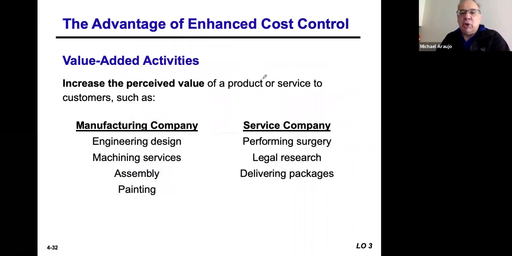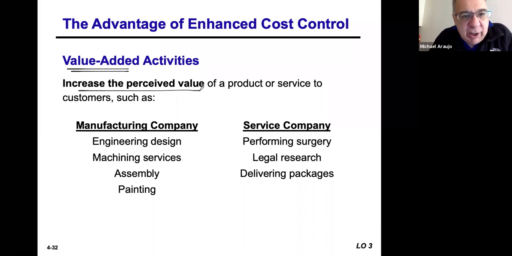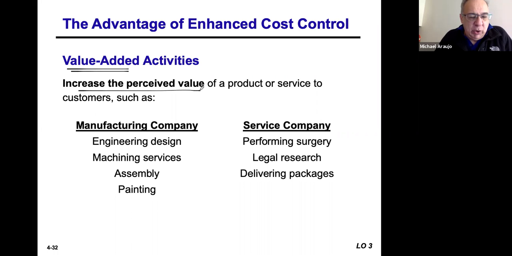And then there are 2 other things that you have to know that are listed here. One is called a value-added activity, and there's something called a non-value-added activity. And so a value-added activity, the word value-added should be key here. It increases the perceived value of your product or a service to your customers. So what would increase the perceived value? What would make it look more valuable?